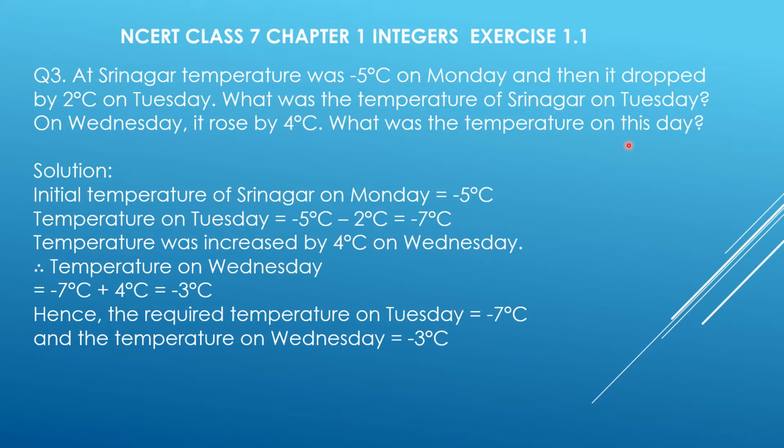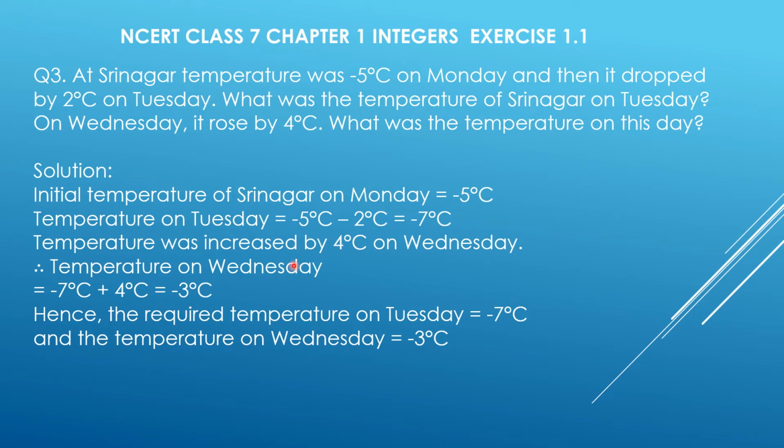So they have given the temperature of Srinagar on Monday, that is -5 degrees, and on Tuesday it is decreased by 2 degrees. On Wednesday again it is increased by 4 degrees. So we have to find out what was the temperature on Wednesday. Okay, so now let us move to solve the question. The initial temperature of Srinagar on Monday is -5 degrees Celsius. And the temperature on Tuesday is decreased by 2 degrees. So for that what we have to do? -5 degrees Celsius minus 2 degrees Celsius, which is equal to -7 degrees Celsius.